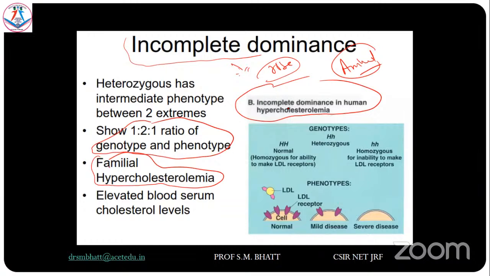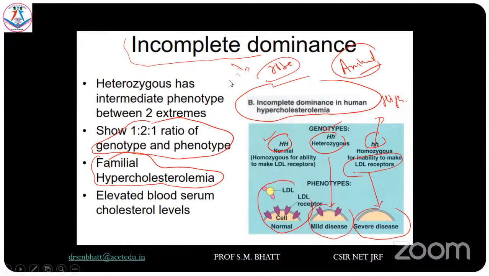And how is this possible? This is possible because of different types of gene expression. If the recessive homozygous condition is there, there is an inability to make LDL receptors. That results in a high cholesterol level, because there is no receptor to receive and process the cholesterol. So in this case you get a severe disease. If it is a heterozygous condition, you get a mild disease. But in the perfect dominant homozygous condition, all the cells are normal.